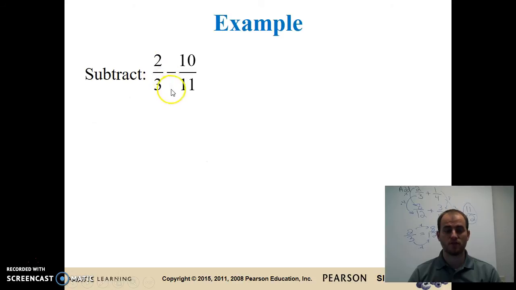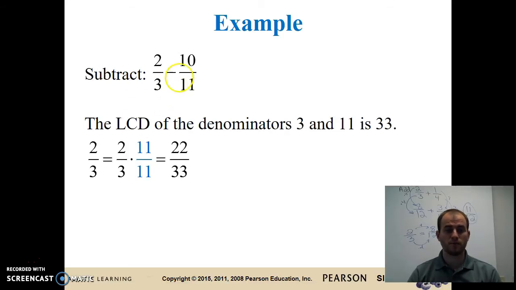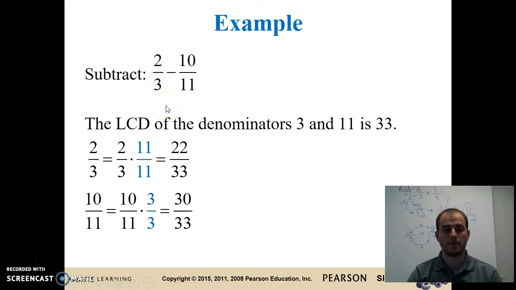2/3 minus 10 over 11. Same idea, find your common denominator, 33. Rewrite both of the fractions over 33. So multiply by 11, and you get 22 over 33. That's the same thing as 2/3, just not simplified. Change 10 over 11 to get your common denominator of 33. Multiply by 3 to get 30 over 33.